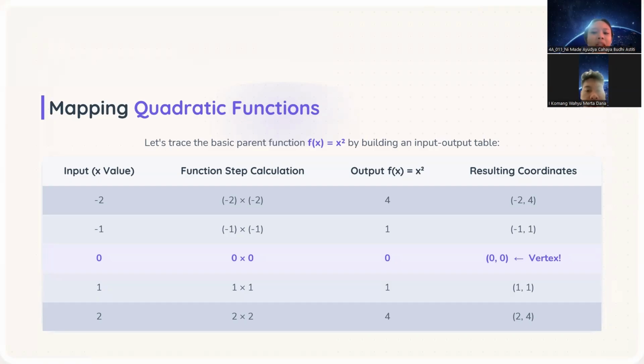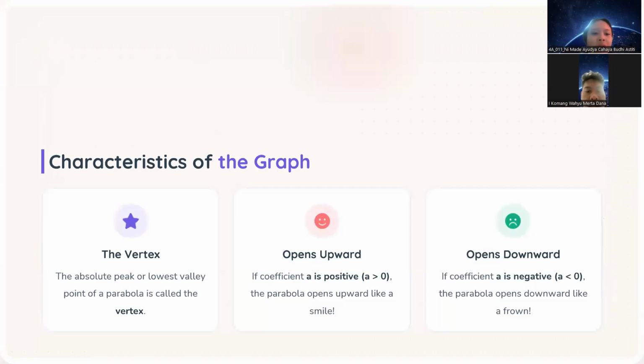Okay, next step is the characteristics of the graph. The highest or lowest point of a parabola is called the vertex. If the coefficient a is positive, the parabola opens upwards, for example f(x) equals x squared. If the coefficient a is negative, the parabola opens downward, for example f(x) equals negative x squared. So the coefficient a determines the direction of the parabola.